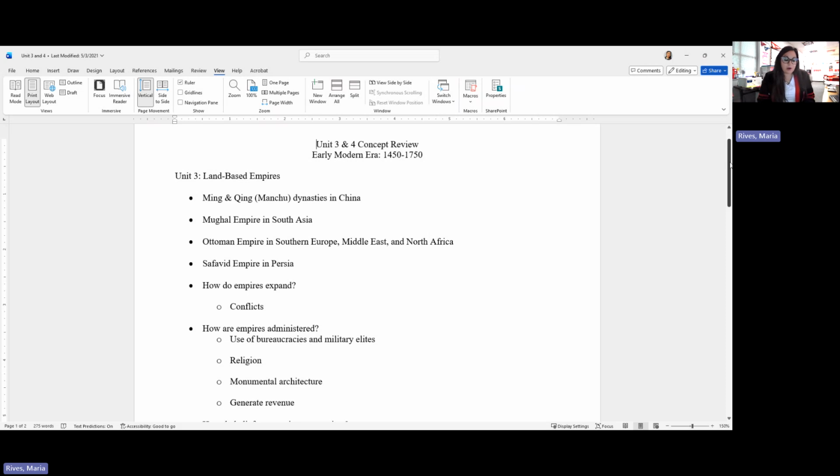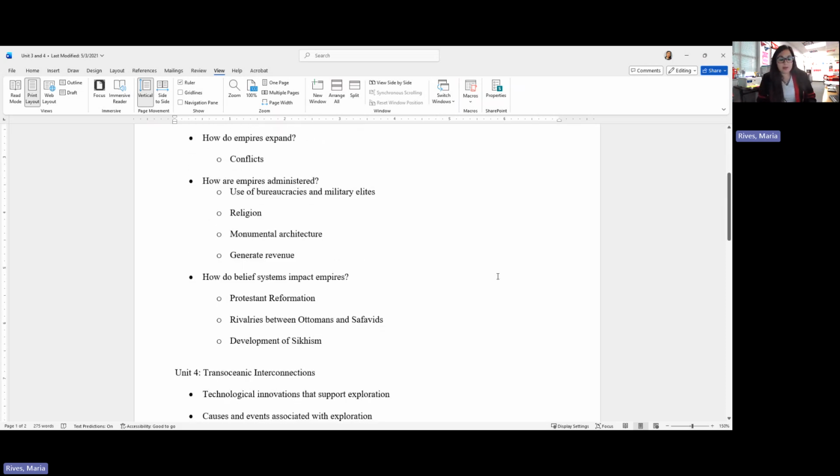Next bullet is how are empires administered. One, they use bureaucracies and military elites. The bureaucrats in England are the justices of the peace. They are local gentry who have been selected by the kings of England to help carry out justice in the local areas. The daimyo are the nobles in Japan.